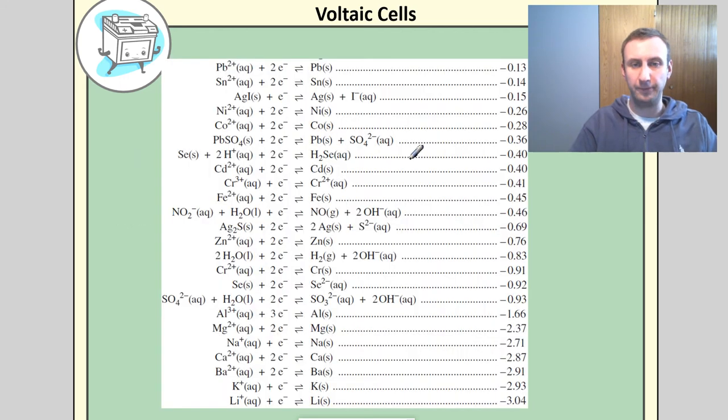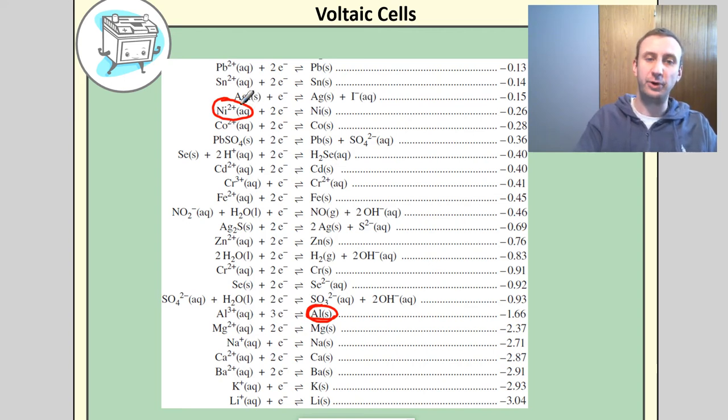Okay, so if we go to our redox table, we see that the strongest oxidizing agent we have is going to be the nickel 2 right here. And then the strongest reducing agent we have is the aluminum. So this is what is going to get oxidized, right? So that's my anode half reaction. And this is what is going to get reduced. So this is my cathode half reaction.